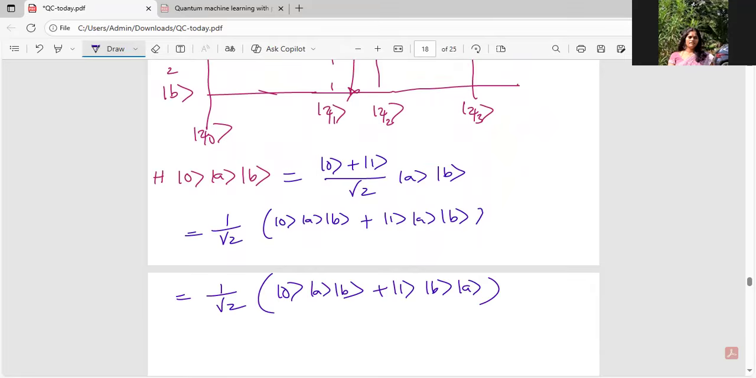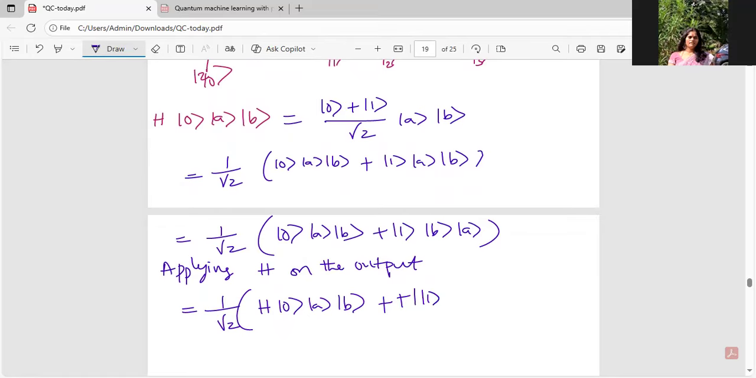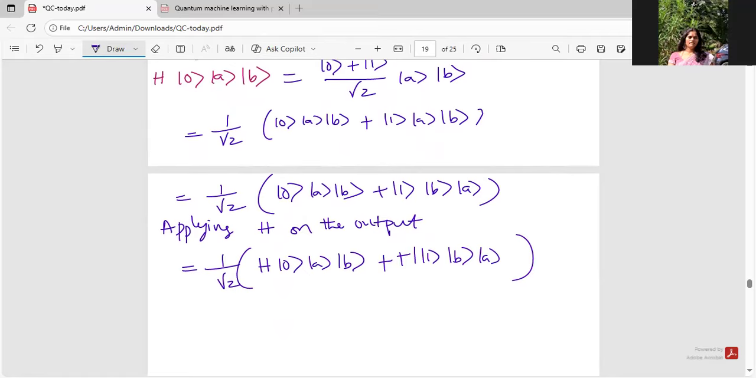Again I'm applying H here, guys. Apply H again, applying H on the output. Two H's are there. Why I'm telling you is to remember the circuit. Now once I apply H again, what happens is it looks something like 1 by root 2, H ket 0 ket A ket B plus H ket 1 ket B ket A. See the output, how what happens to it.